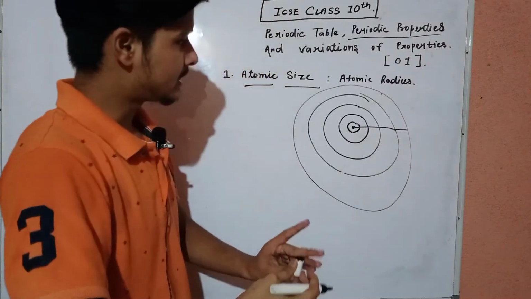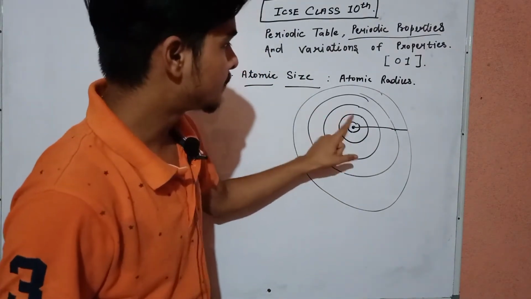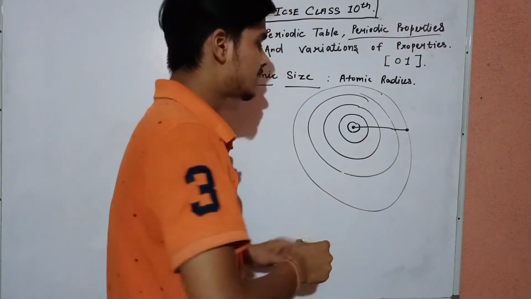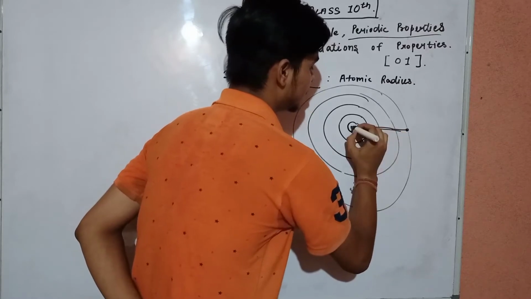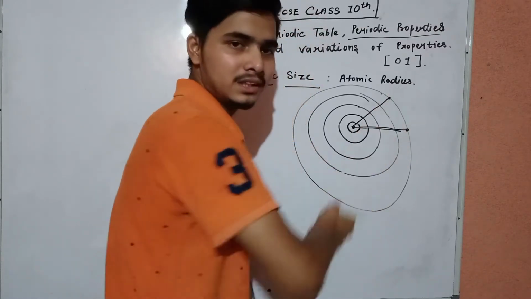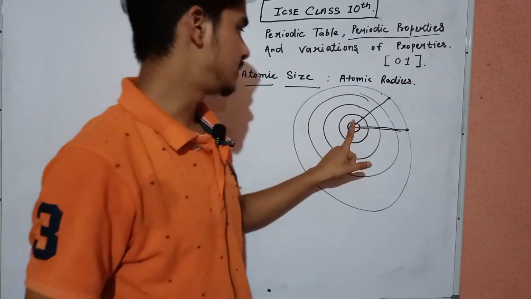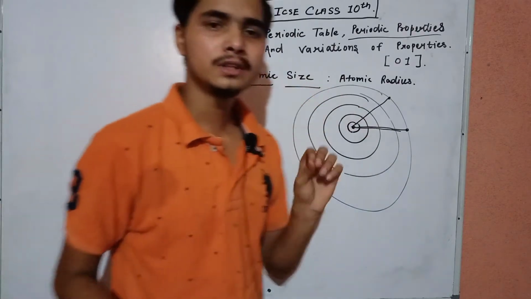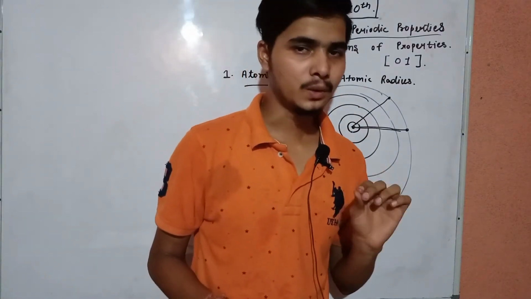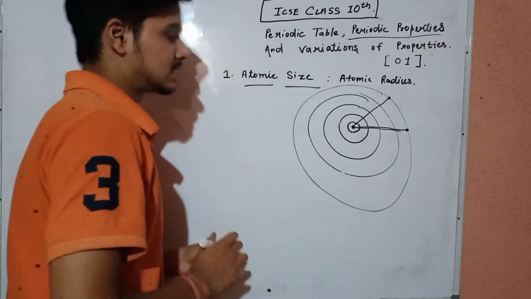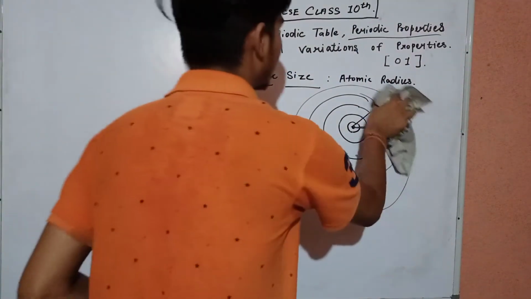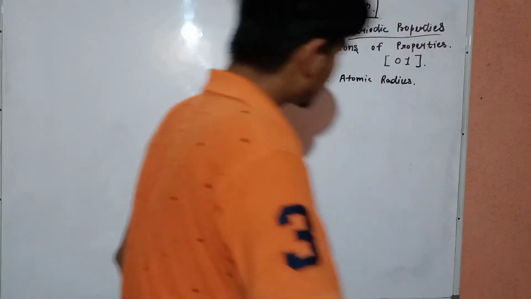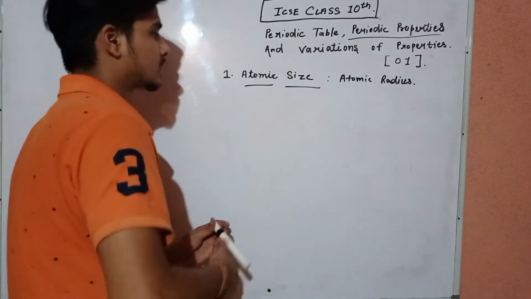We take one point as the center of the nucleus and another point as the outermost shell. Now you would be wondering whether this line should be like this. This line could be like this also, because this is also a radius. The radius should definitely contain the middle point of the nucleus and the outermost shell. So this distance is called atomic size, or you can even call it atomic radius. Okay, so the atomic size concept is clear. Now you have understood the meaning of atomic radius.